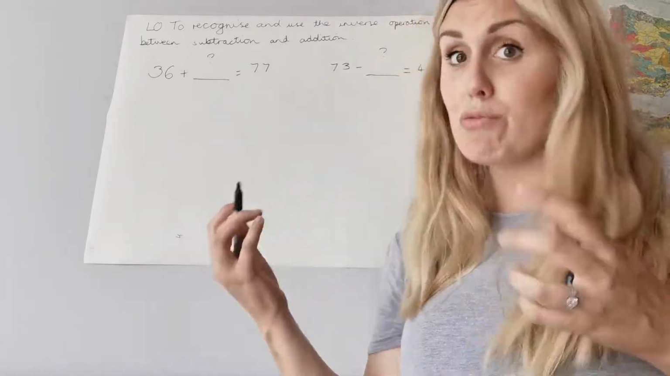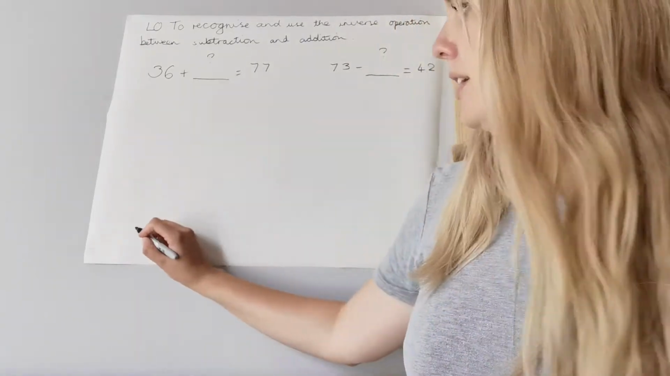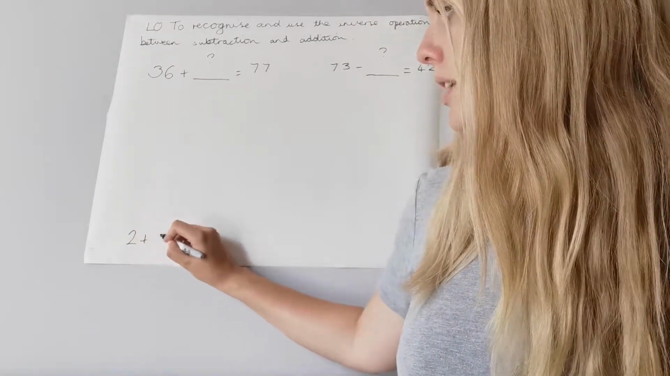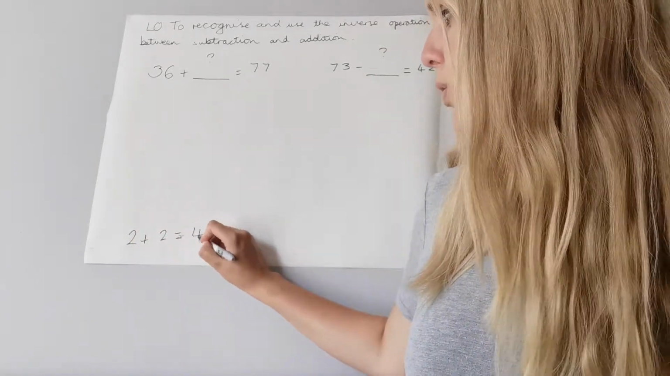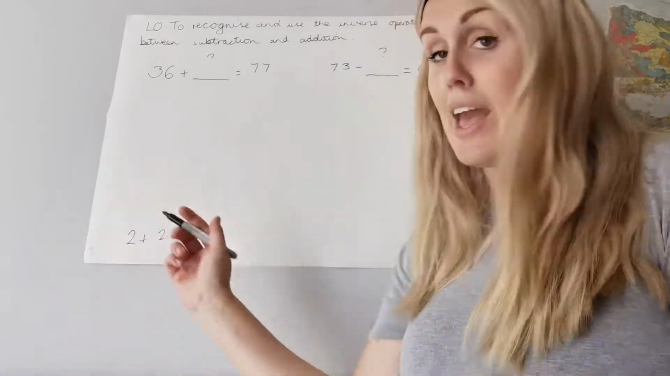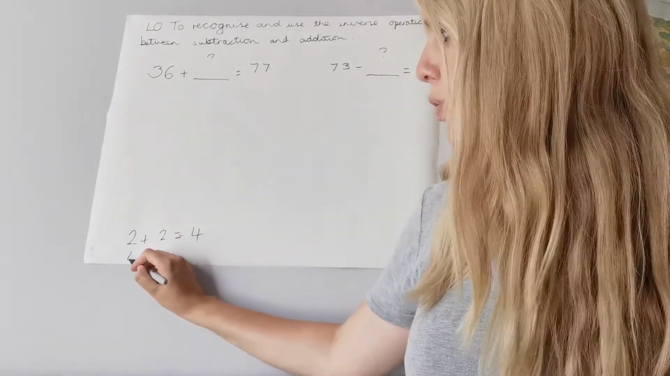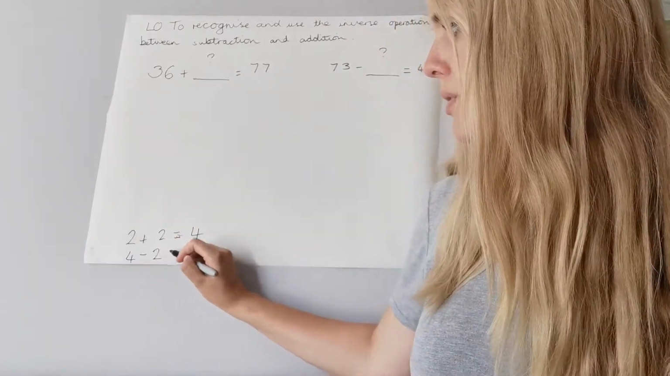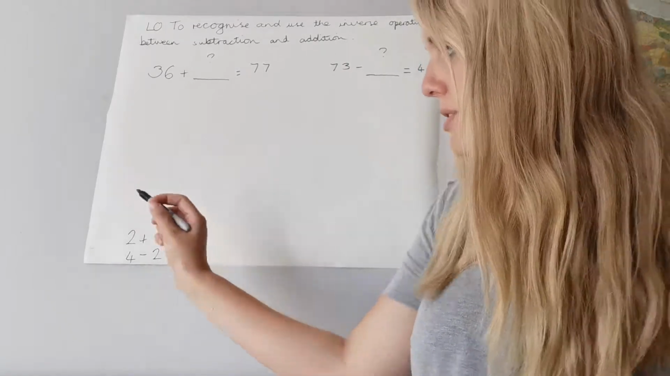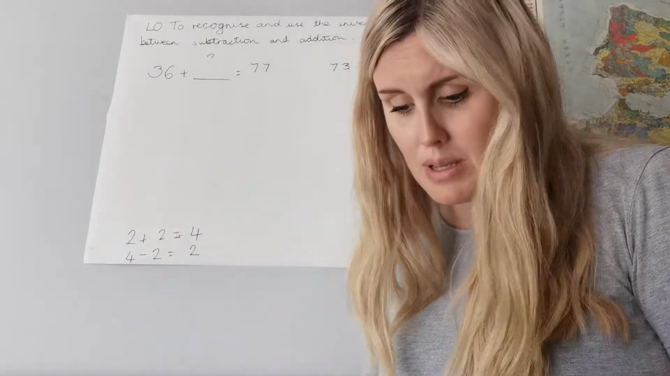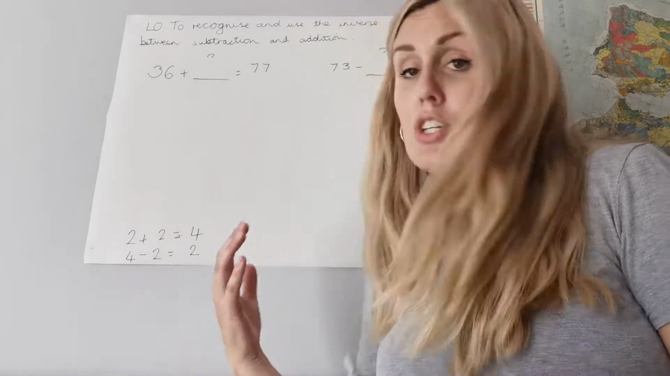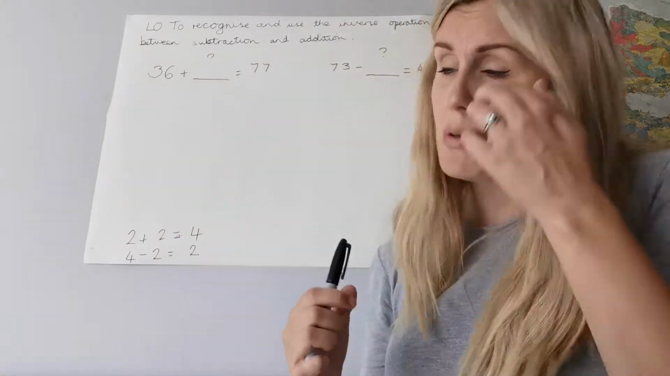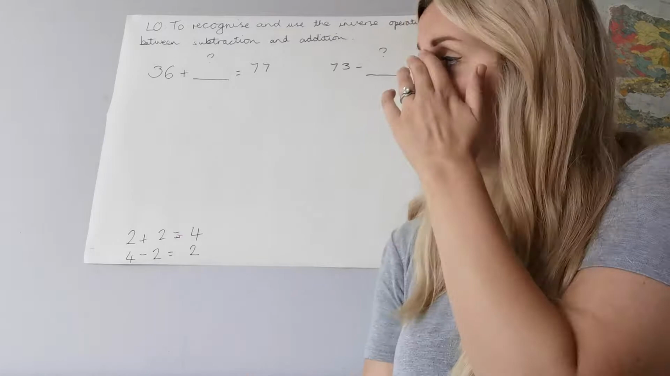I'm just going to show you a really easy one. So 2 add 2 equals 4. We all know that. And then if we did the subtraction one, 4 take away 2 equals 2. So can you see we've used the same three numbers, but we've used them in an addition number sentence, but we've also used them in a subtraction number sentence.